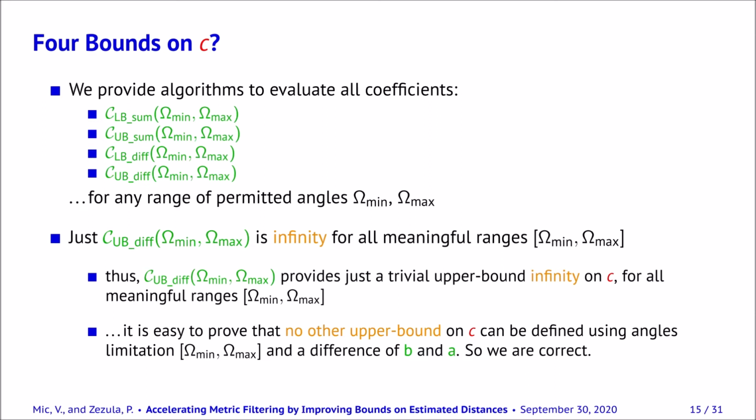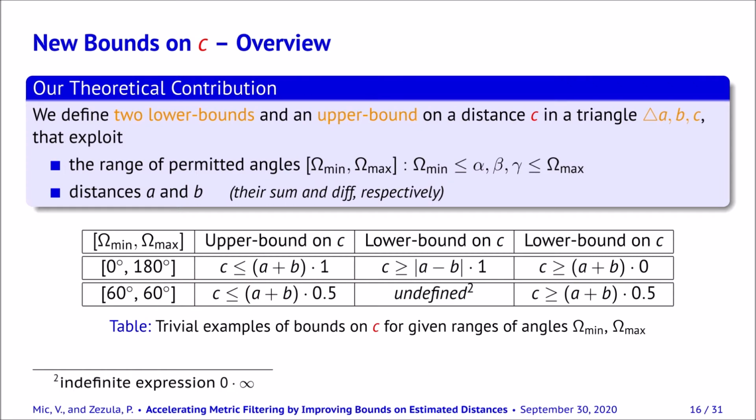There is just one trivial case formed by CUB diff. This value is infinity for all meaningful ranges omega min, omega max. Therefore, the upper bound on C based on the difference of A and B is infinity for all meaningful ranges omega min, omega max. It is easy to prove that no other upper bound on C can be defined using angles limitation and a difference of B and A. The theoretical contribution of this article is thus the following. We define two lower bounds and one upper bound on a distance C in a triangle with sides A, B, C. These bounds exploit the range of permitted angles and distances A and B.